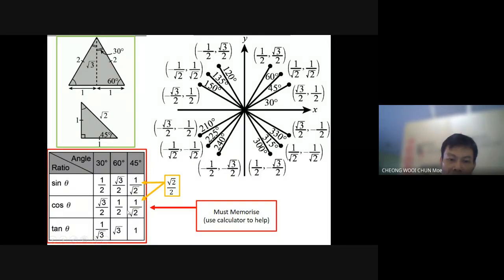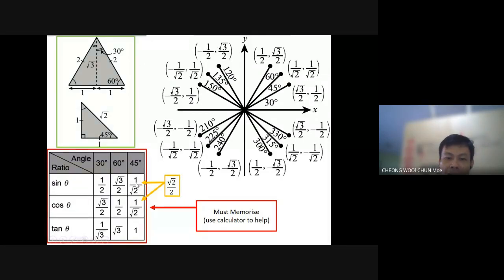Actually, in this textbook this is not appropriate, because the square root must be on top. It should be written that way. You can try to press 1 divided by square root of 2, and you get 0.7071 something. What about pressing square root of 2 divided by 2? You get the same value. The square root should be on top, not at the bottom. That is the simplest form in maths.